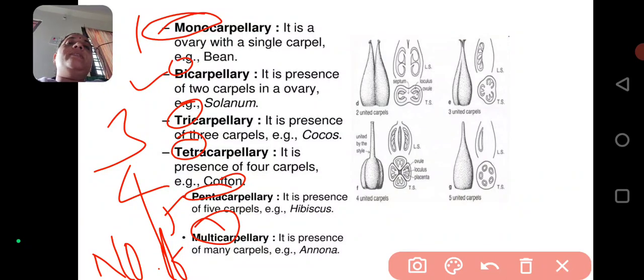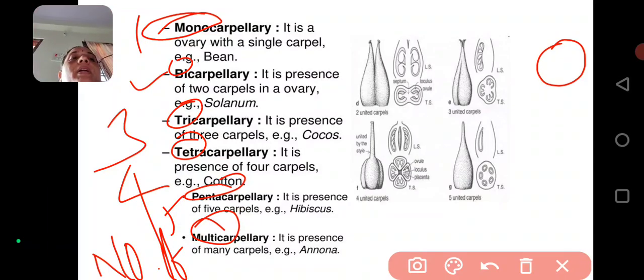Monocarpellary means an ovary with a single carpel. Example is bean. The second one is bicarpellary, which is the presence of two carpels in an ovary. Example is solanum. Here are the pictures showing the number of carpels in the ovary. So it is bicarpellary.